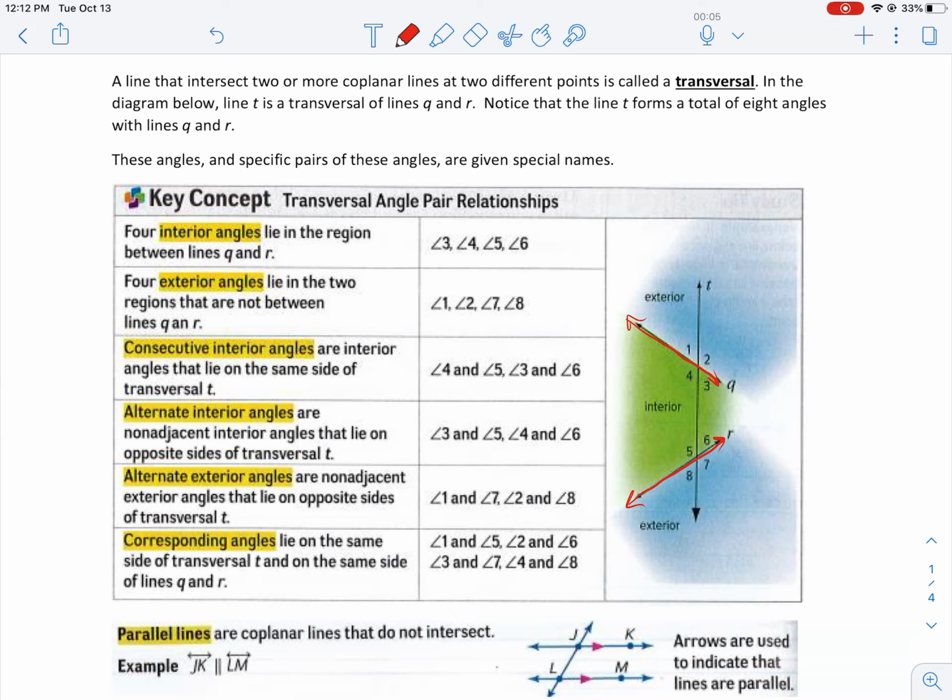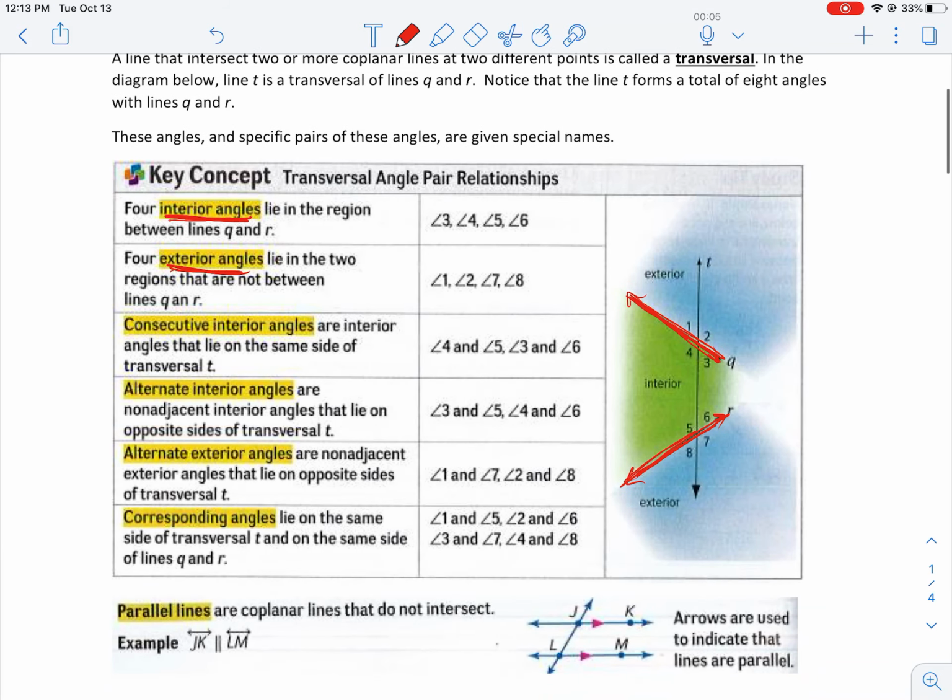The first part we're going to talk about is interior angles. As you can see, the interior angles fall in between lines Q and R, and that's 3, 4, 5, and 6. Our exterior angles fall outside Q and R, and that's 1, 2, 7, and 8. So interior falls between the lines, exterior falls outside the lines. Keep that in mind because that's how we build these next 3 angle pair relationships.